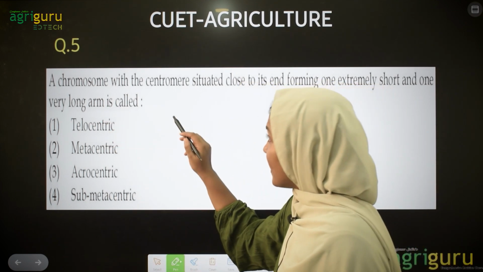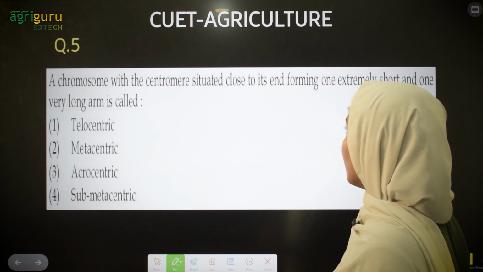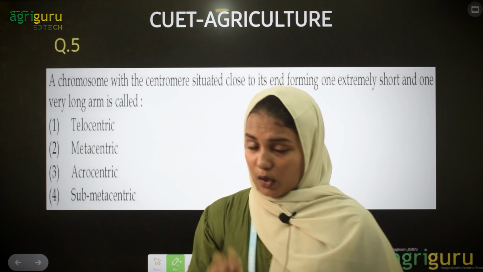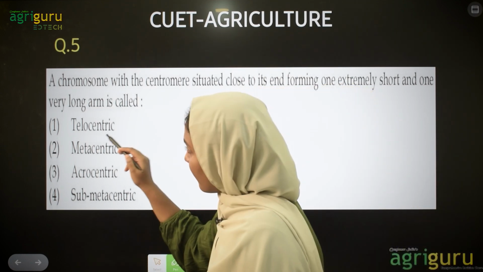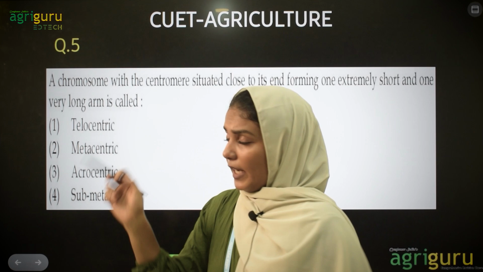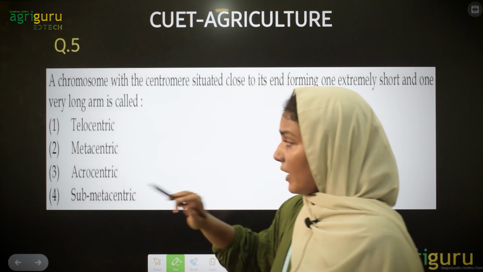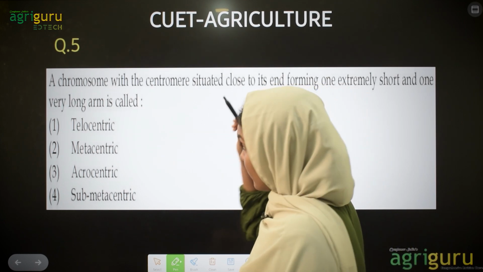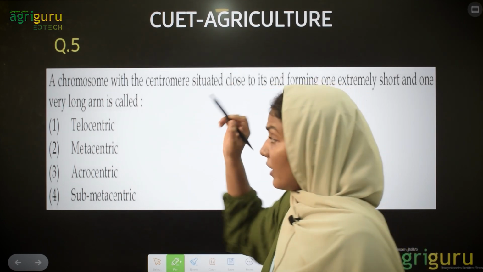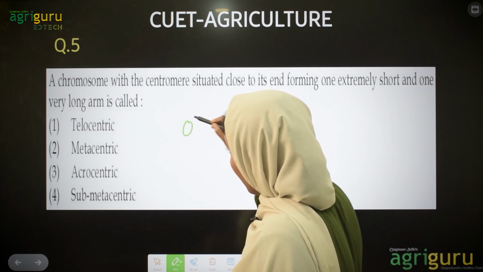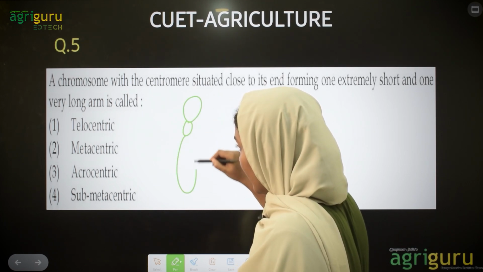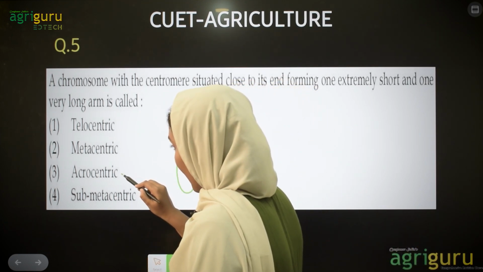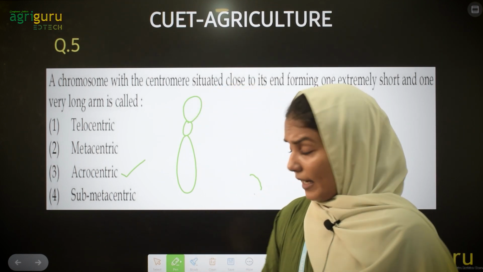A chromosome with the centromere situated close to its end, forming one extremely short and one very long arm, is called. The position of the centromere differentiates the chromosome into different names, that is telocentric, metacentric, acrocentric and submetacentric. Here it is asked that the centromere is situated towards one extreme end, forming a short arm and a very long arm. Then what is it called? It is called acrocentric. That is the right answer here.